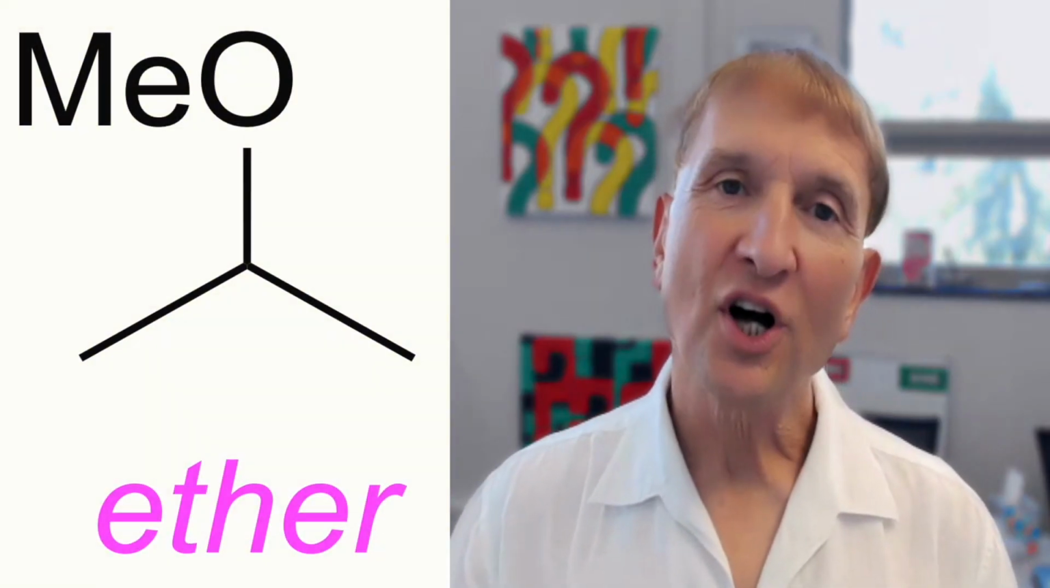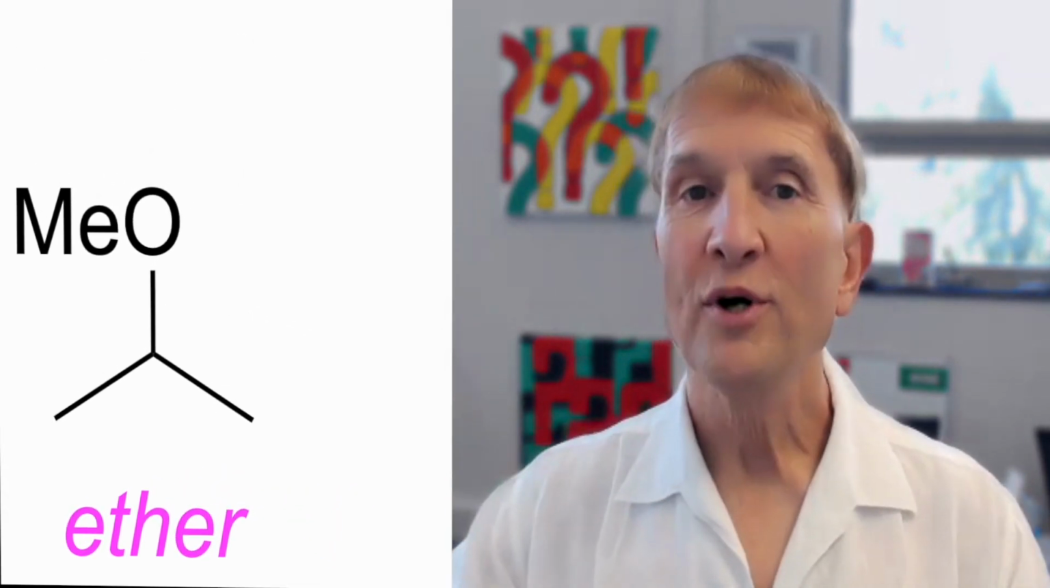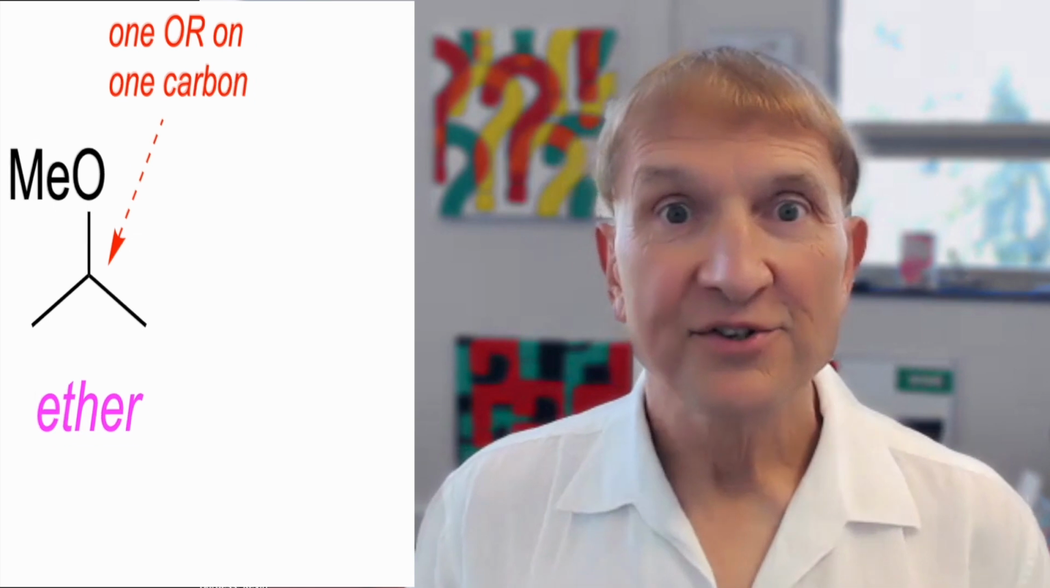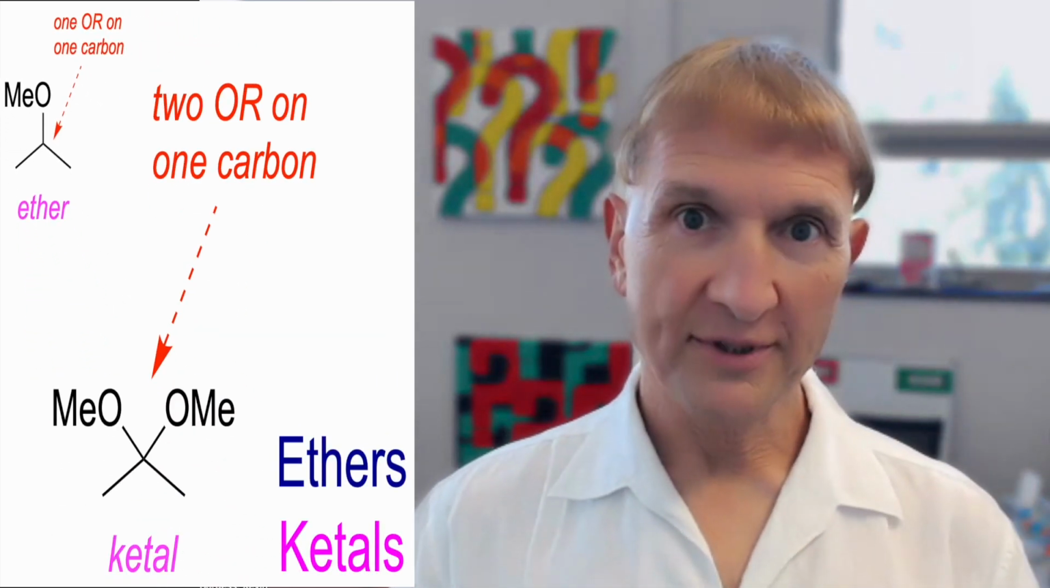Ethers have one alkyl or aryl on either side of an oxygen. In other words, one OR group on one carbon. Ketals, on the other hand, have two OR groups on one carbon. Acetals are formed from aldehydes, and ketals are formed from ketones.